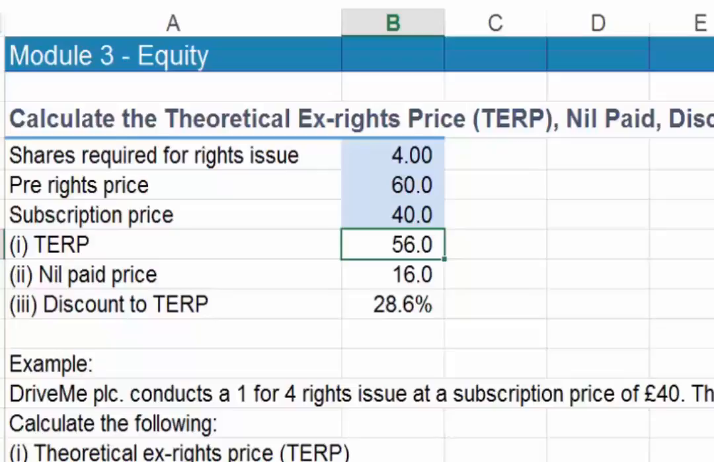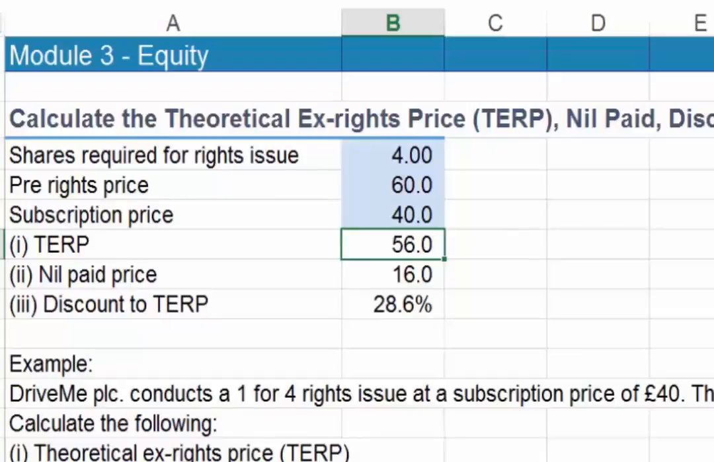What the company gets to determine is the subscription price. They can figure out how much discount they want to offer. They also determine the ratio, so they want to do a 1 for 4 rights issue. They know the pre-rights price in the market is £60, but they're trying to work out what subscription price they should offer so that the TERP does not go below £58.